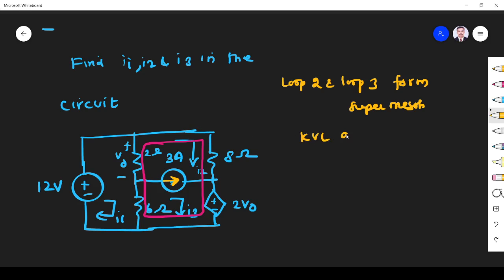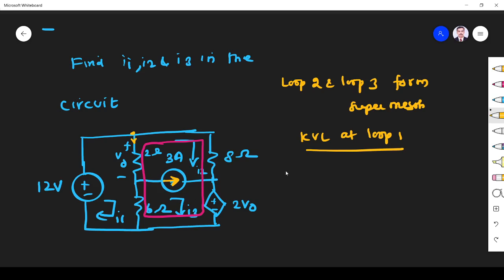KVL at loop 1. This is I1, so it is loop 1. So when you apply KVL, let us start from here. I1 is flowing in this direction. This current is I2, and this current is I3. I2 is flowing in the opposite direction.